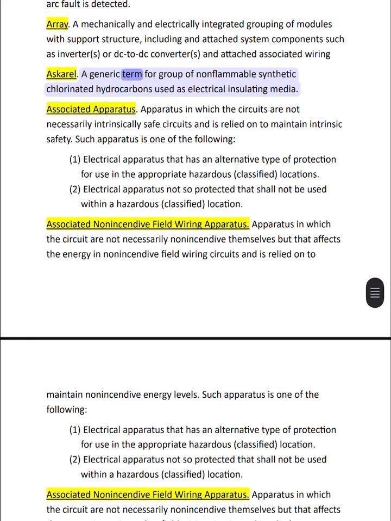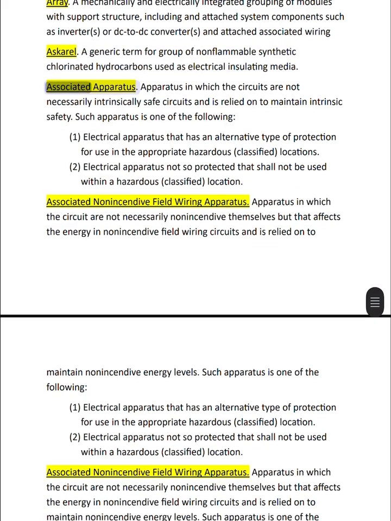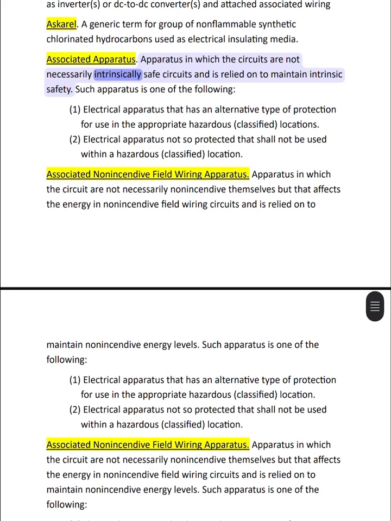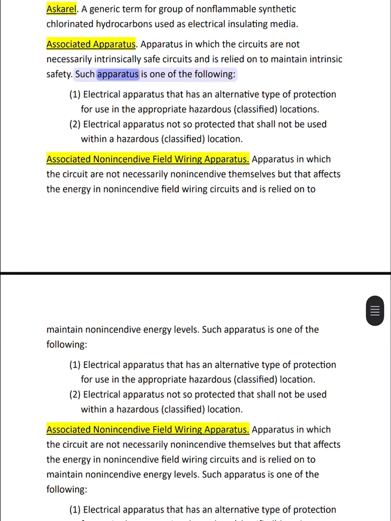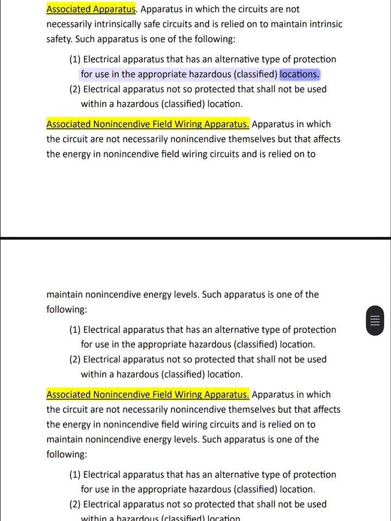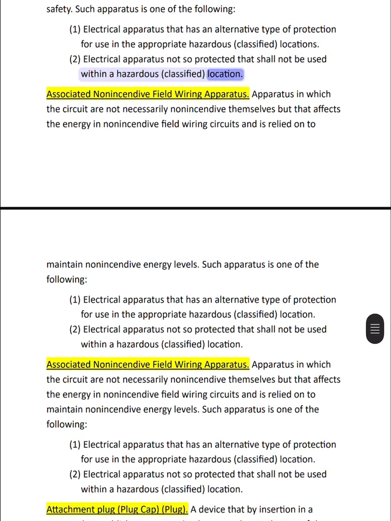Askarel: the generic term for a group of nonflammable synthetic chlorinated hydrocarbons used as electrical insulating media. Associated apparatus: apparatus in which the circuits are not necessarily intrinsically safe themselves but that affects the energy in the intrinsically safe circuits and is relied on to maintain intrinsic safety. Such apparatus is one of the following. 1. Electrical apparatus that has an alternative type of protection for use in the appropriate hazardous classified locations. 2. Electrical apparatus not so protected that shall not be used within a hazardous classified location.